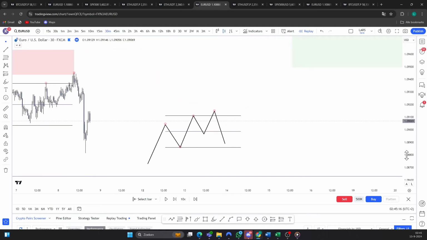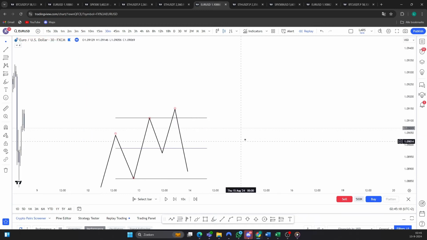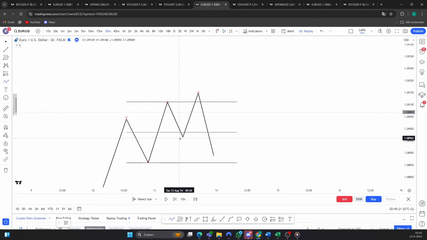Now, what could be the case? What could be the case is that on the way, and on this move up towards that third tap high, we have lower time frame structure. Okay, that's completely normal. But that lower time frame structure could also have its little range.